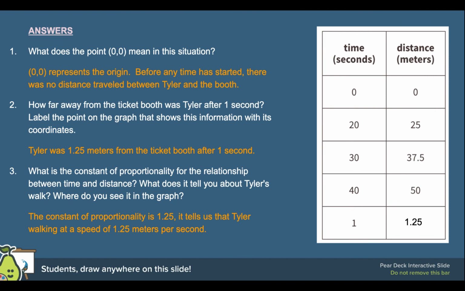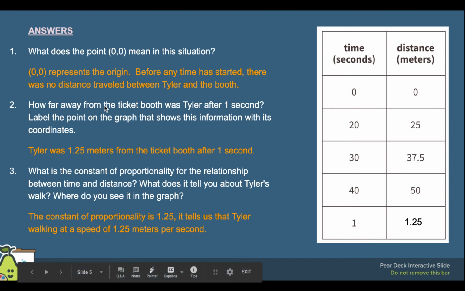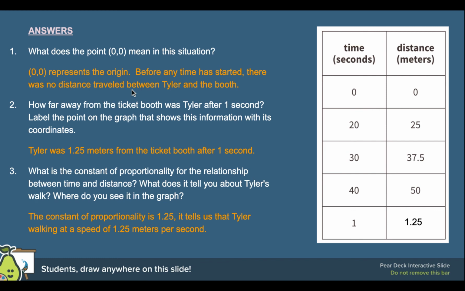As we look at this table, we're going to determine some things. So what does 0, 0 mean? Once again, 0, 0 represents the origin. Before any time has started, there is no distance traveled between Tyler and the booth.